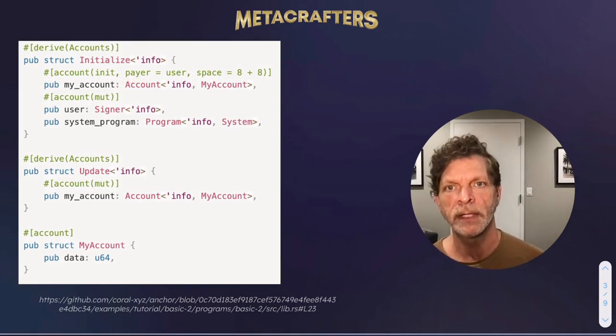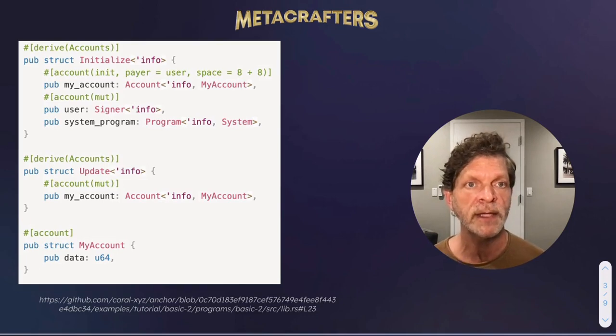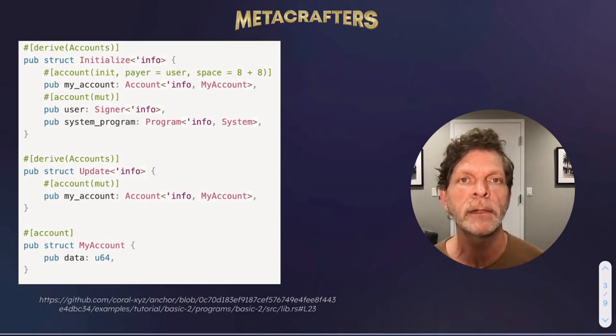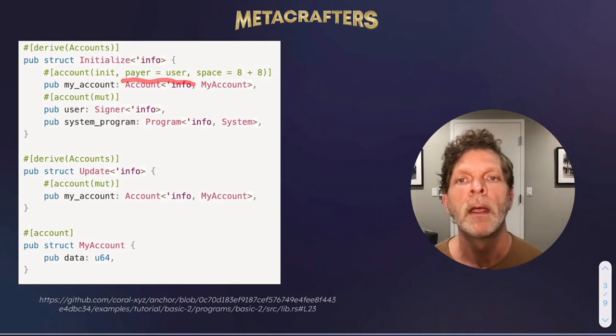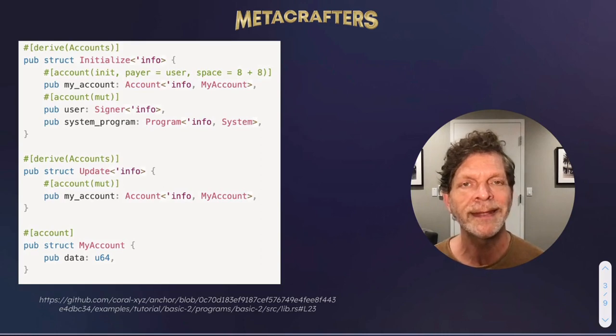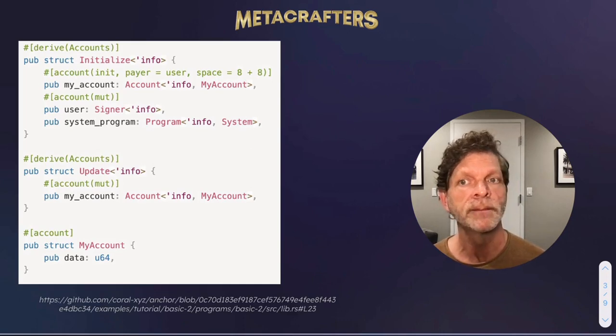The payer constraint indicates who is paying for the transaction fees and rent required to create an account. Here, payer equals user. So you are able to reference other accounts within an account struct in the constraint, which is pretty convenient. That is why this account is mutable, because the user account is paying for the transaction fees associated with this transaction, including the transaction fees and rent to create the account.